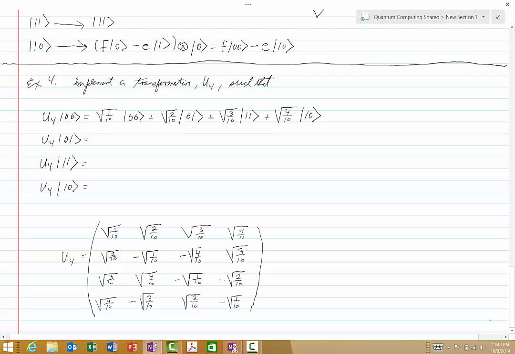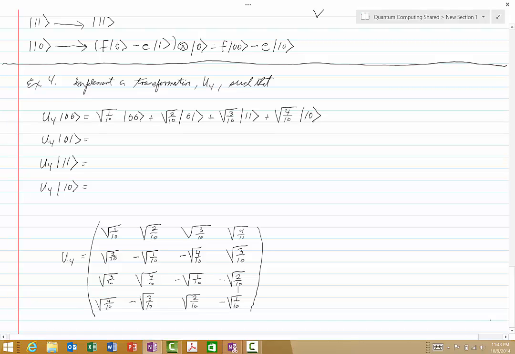Well, I'm saying that if we fill in the rest of the matrix in this way, that this is a unitary matrix. Every column has a magnitude of 1. Every row has a magnitude of 1. Every column is orthogonal to all the other columns, and every row is orthogonal to all the other rows. So this is a unitary transformation.